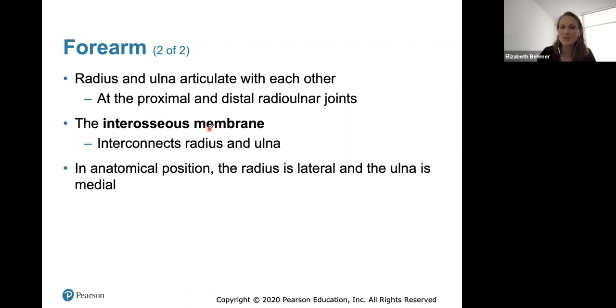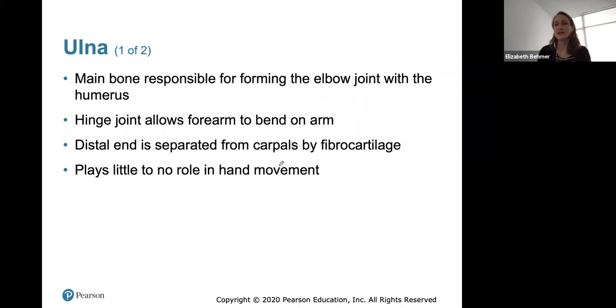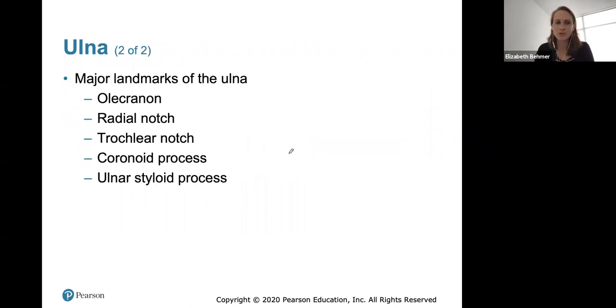And in anatomical position, this is very important to remember, the radius is lateral and the ulna is medial. So the ulna is the main bone responsible for forming the elbow joint with your humerus. It's a hinge joint, and it allows the forearm to bend on the arm. The distal end is separated from the carpals by fibrocartilage, and your carpals are your wrist bones. And the ulna plays little to no role in your hand movement. It just works in that elbow joint.